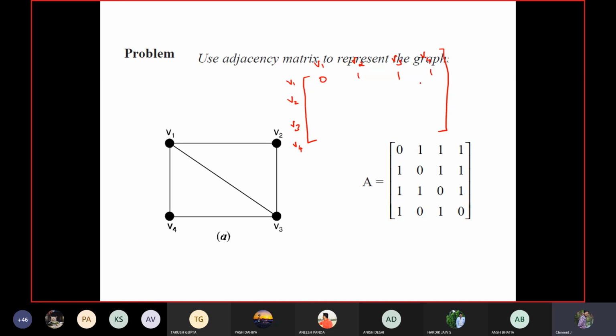Can anyone say the row of V2 quickly? 1 0 0. Very good. Okay, next, V3. 1 1 0 0. Very good. Last one, 1 1 0. Very good.